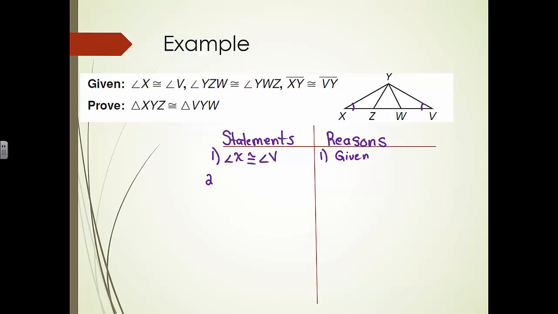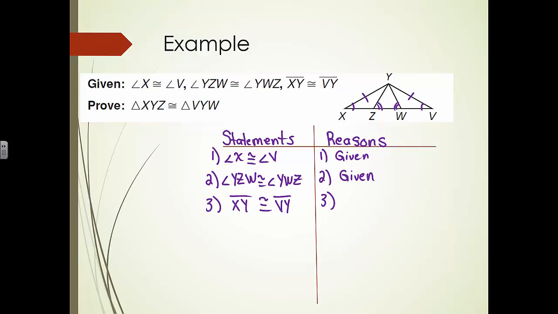All right, so we got two more angles here. Angle YZW is congruent to angle YWZ. YZW, that's this one right here, is congruent to YWZ. That's that one right there. Okay, and that was given. So I know I'm using angle, angle, side, or angle, side, angle so far. Alrighty, so let's see what this gives us. XY is congruent to VY.